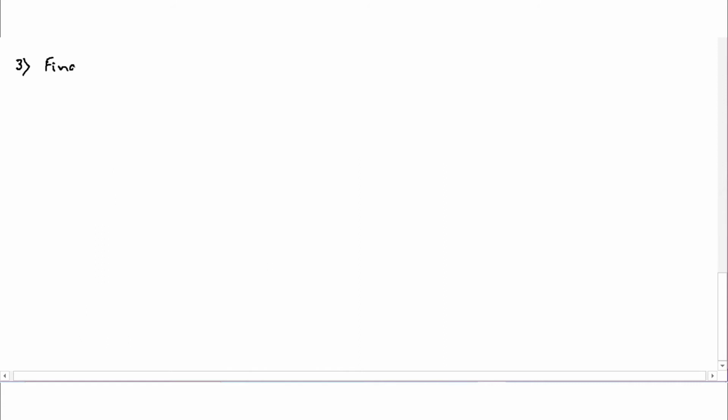Find the Laplace transform of the function 3t square plus 4 times t plus 5 times u of t minus 3.